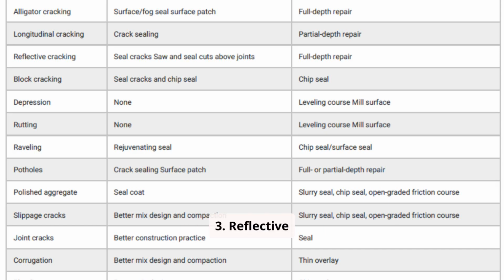3. Reflective cracking. Preventive treatments. Sealing cracks and saw cutting above joints can prevent moisture infiltration. Repair treatments. Full depth repair is warranted when cracks are extensive. 4. Block cracking. Preventive treatments. Sealing cracks and applying a chip seal can mitigate progression. Repair treatments. A chip seal can be applied to repair block cracking.